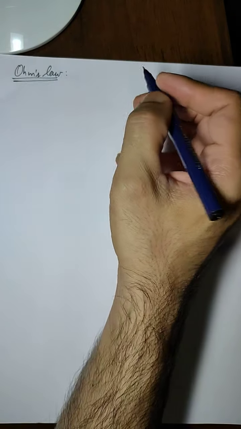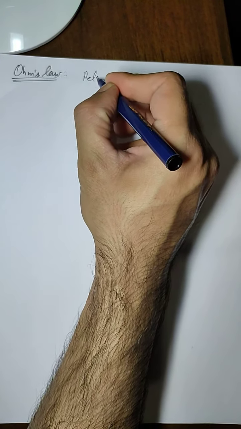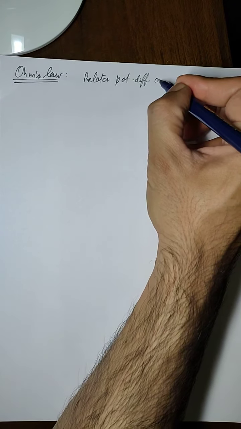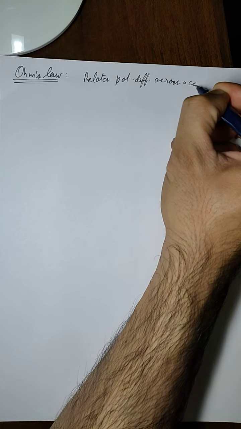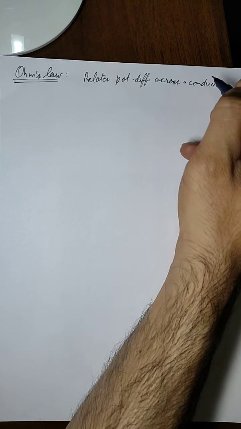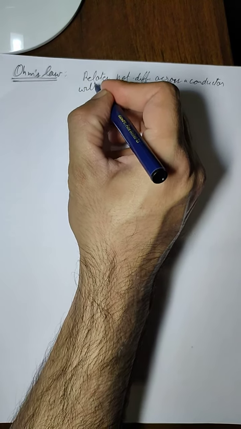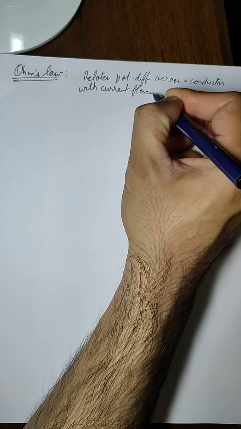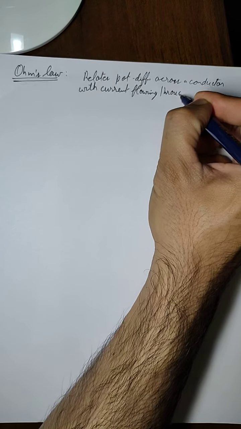Now in this video we'll study Ohm's law, which is one of the most important laws when it comes to current electricity, and we have already studied a little bit about this law in the junior classes. We studied that Ohm's law relates potential difference across a conductor with current flowing through the conductor.